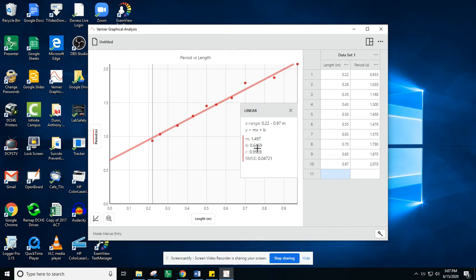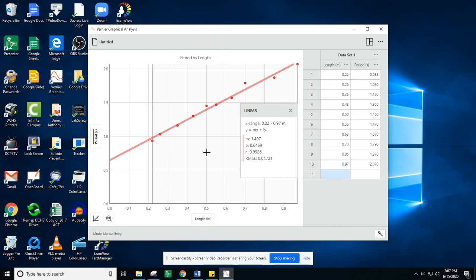Because think about it as it shrinks. It's going to move so fast that the period is going to get closer and closer to 0. With 0 length, it would have 0 period. So that's a bad prediction of this mathematical model here, this line of best fit.